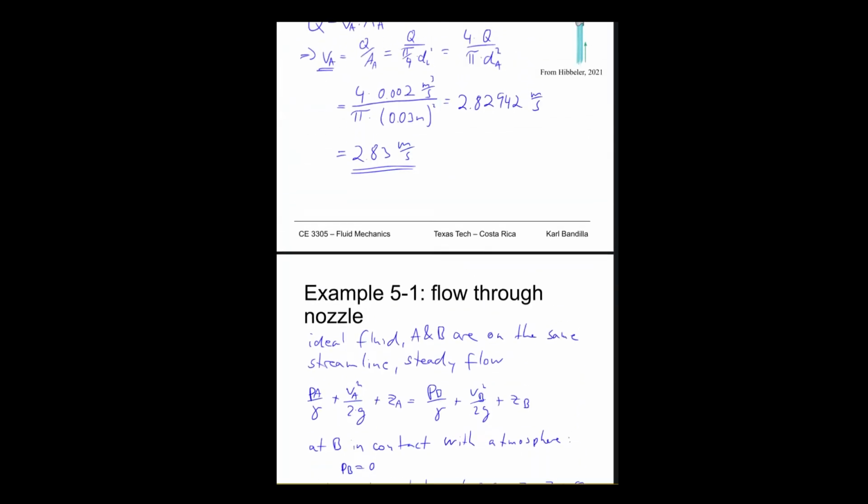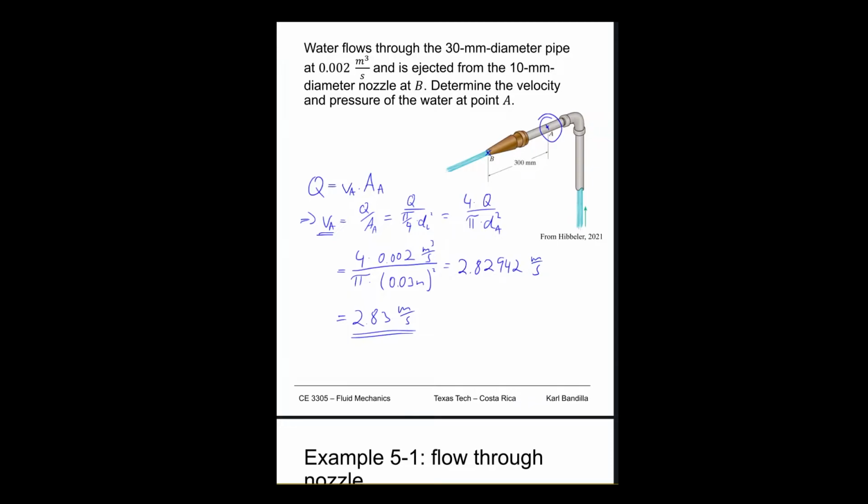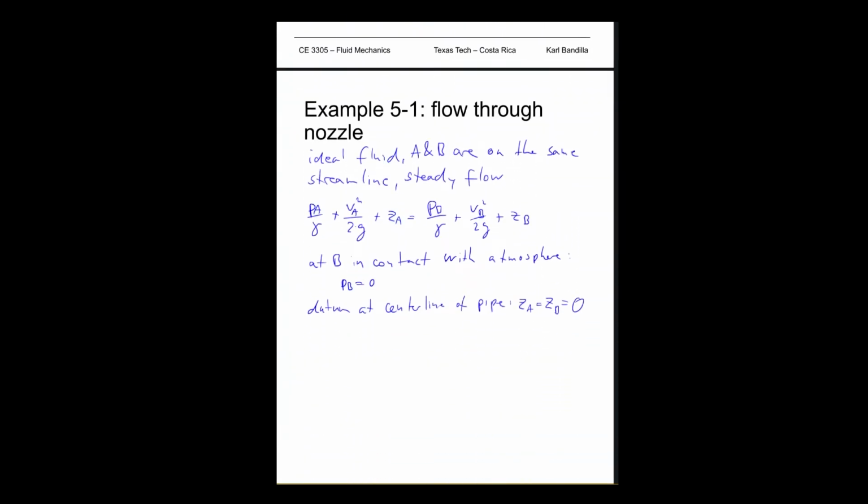Okay. How do we get VB? Well, we get VB the same way that we got VA, right? So we can actually just steal from up here, right? Because again, the flow, the volumetric flow doesn't change. All that changes is the surface, or the area that it's going through, right? It's going from a 30 millimeter diameter to a 10 millimeter diameter. So we can say VB is 4 times Q divided by pi times now dB squared.